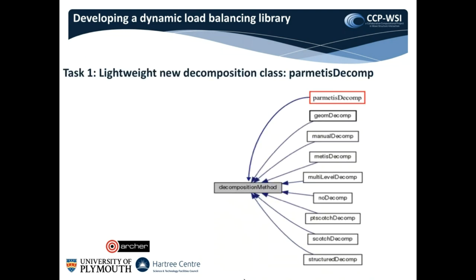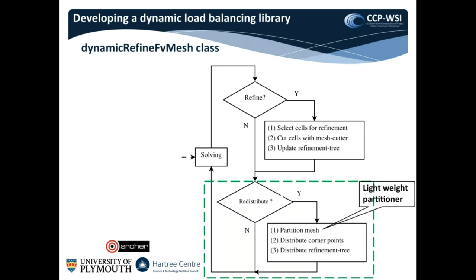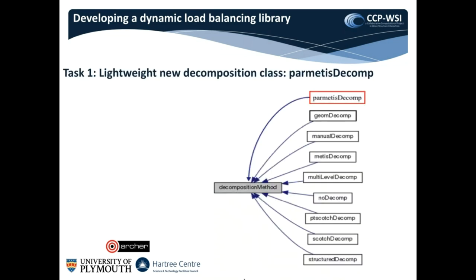I just mentioned that we need a lightweight partitioner. Generally, there are quite a few in OpenFOAM decomposition methods. You can see simple decomposition, structured decomposition, also manual decomposition and geometry decomposition. They are all available for you to use. There are also serial partitioners like METIS decomposition, multi-level decomposition, and Scotch decomposition, and they also support parallel decomposition methods like PT-Scotch.